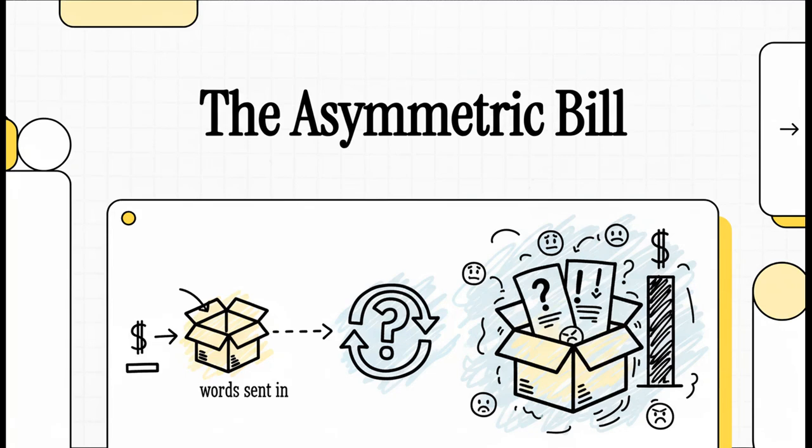So have you ever opened up your AI API bill, taken one look at the numbers, and just thought, what is going on here? You see one price for the words you send in, and then a much, much higher price for the words the AI sends back? Well, if that's you, trust me, you are not alone. In this explainer, we're going to get to the bottom of exactly why that happens.